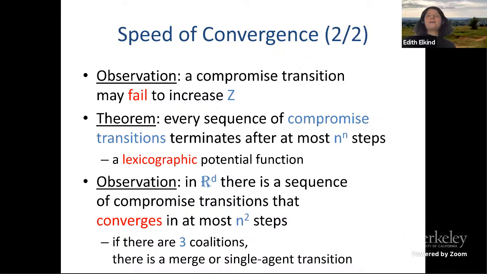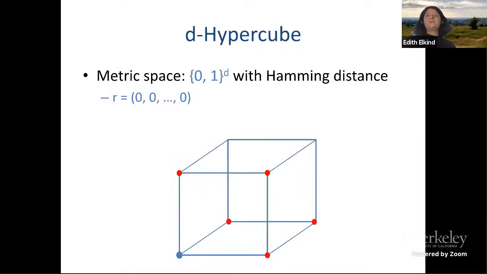Let me use these 3 minutes to tell you about another metric space where we only have very, very preliminary results. This is also a very natural metric space, the d-hypercube. Potential proposal points are points in {0,1}^d, so vertices of the hypercube. The status quo, let's say, is the 0 point. Agents' ideal positions are also vertices of the hypercube.